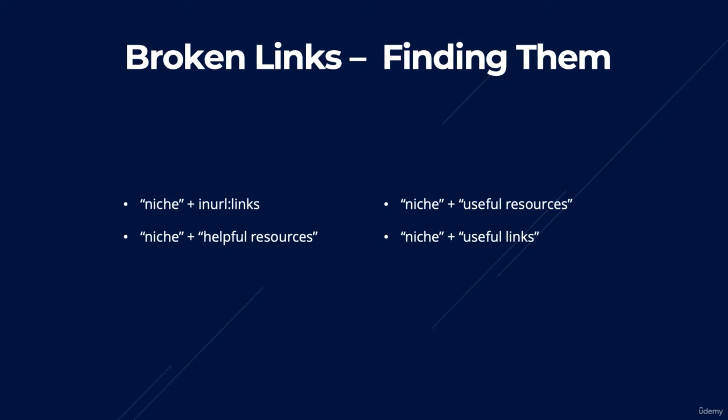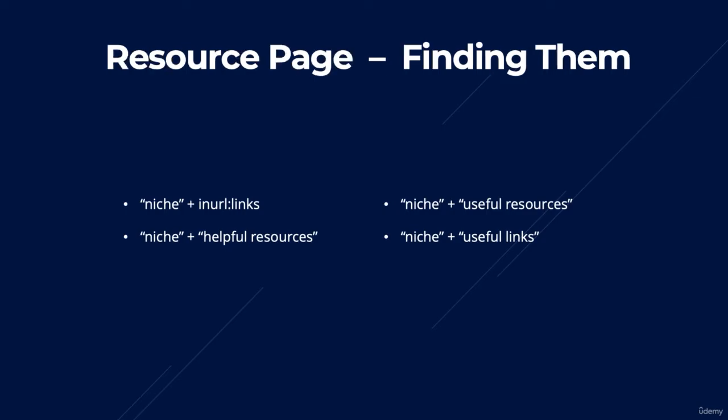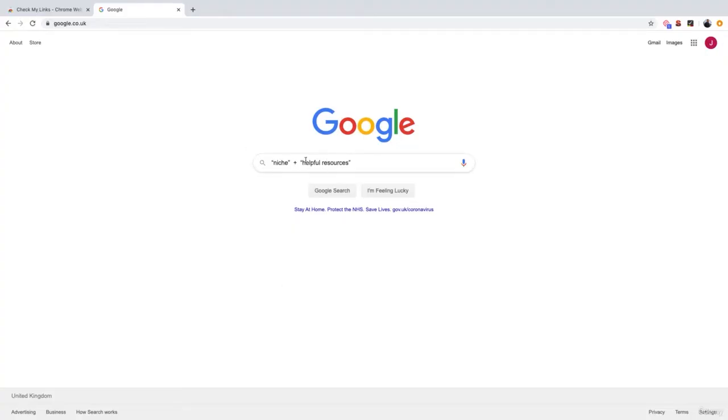So let's go over to Google and find some resource pages. As you can see, I'm over on Google. The first thing I want to do is find some resource pages. Again, I've just used a simple Google search operator, one that I've used in the past. And for the example for this method, I'm going to pretend I own a gluten-free blog. So I'm going to change the word niche to gluten-free and then click search.